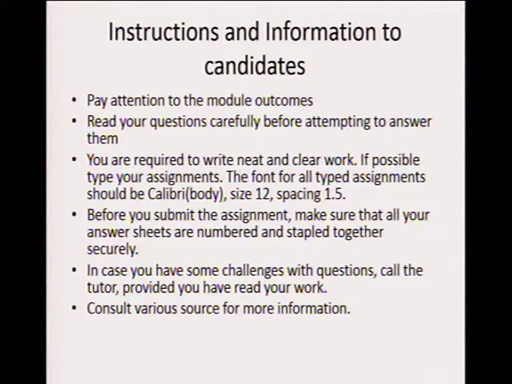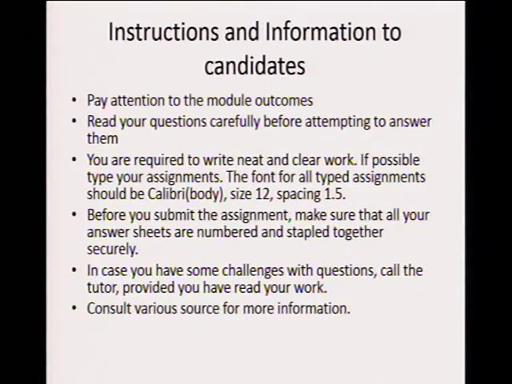Instructions and information to candidates. Pay attention to the module outcome. Read your questions carefully before attempting to answer them. You are required to write neat and clear work. If possible, type your assignment. The font for all typed assignments should be Calibri body, size 12, spacing 1.5.